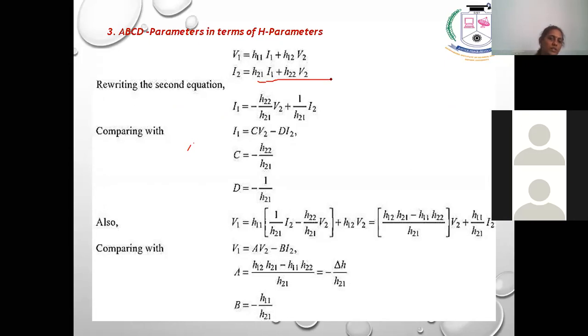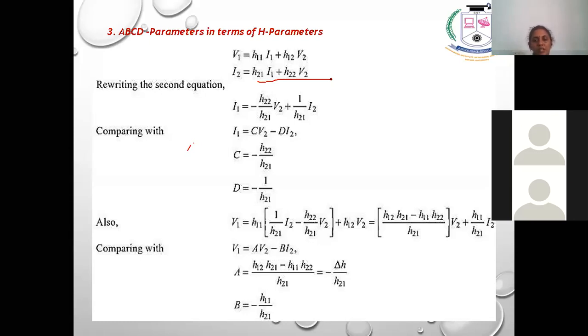I think you would have got these values. Just check your values. C value is minus H22 by H21 and D value is minus 1 by H21. Now substitute the value for I1 in the V1 equation. V1 is equal to H11 into the I1 value. Please substitute there, plus H12 V2.